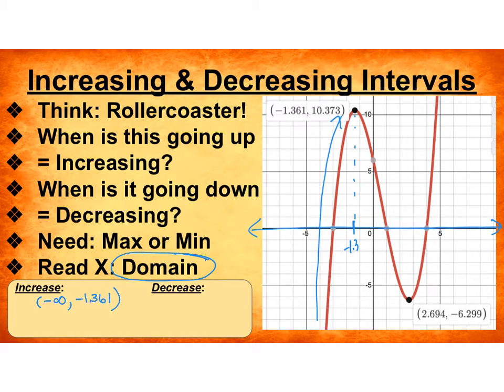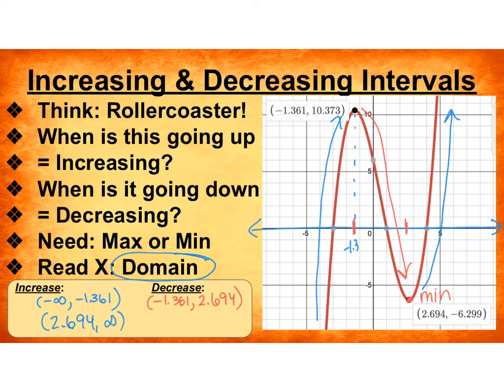Then I'm going to decrease on the way down. So I'm decreasing from that 1.3 to this 2.6. So decreasing is negative 1.361 to 2.694. Both get soft brackets because I'm not increasing or decreasing at this minimum down here. Grab my blue again because I am going back up on the roller coaster. So that's an increasing interval, and that is from 2.694 to positive infinity.